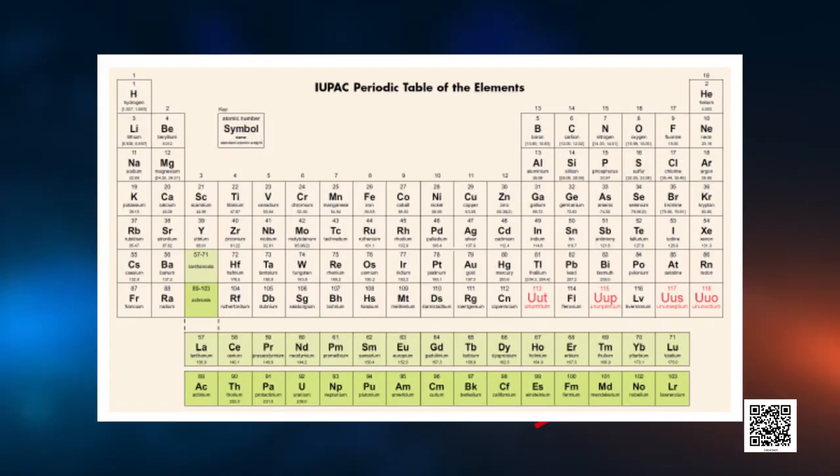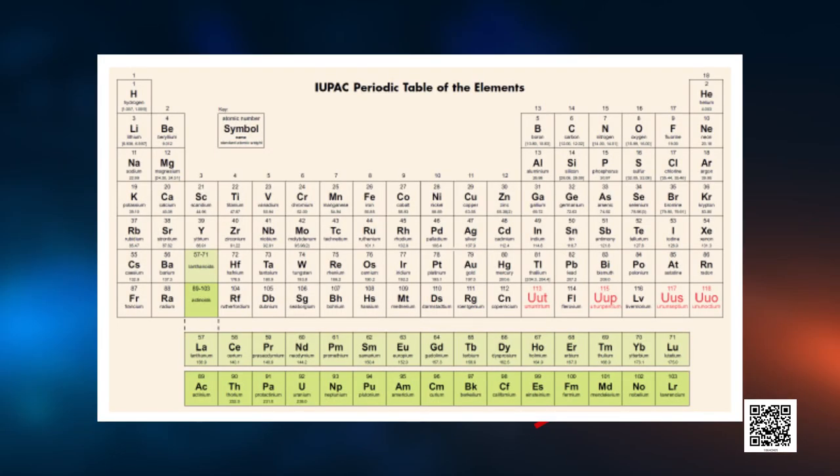Hello, learners. Are you ready to continue our journey into the history of classification of elements? Look at the modern periodic table. Can you tell the name of the element with atomic number 101? Have a closer look. It's Mendelevium. It's named after Dmitri Mendeleev, who is known as the father of the periodic table.